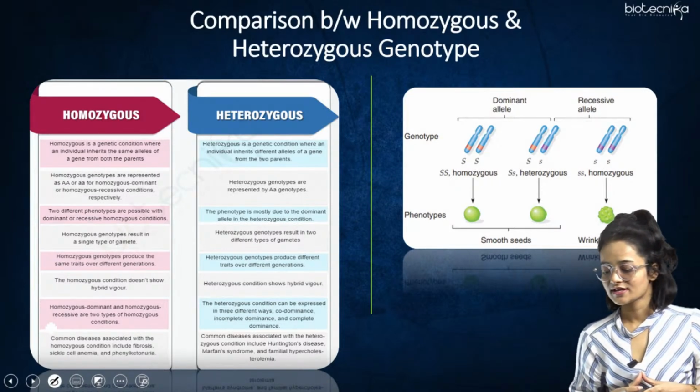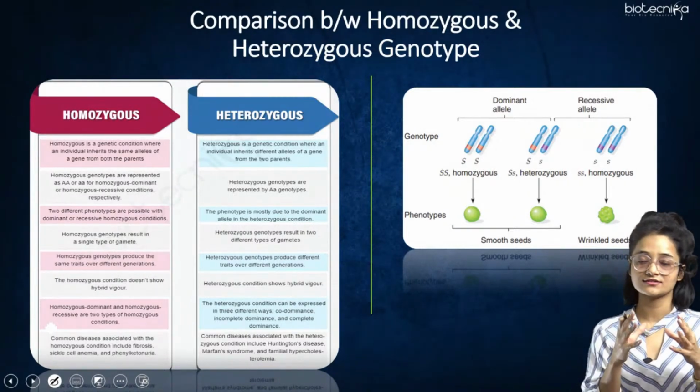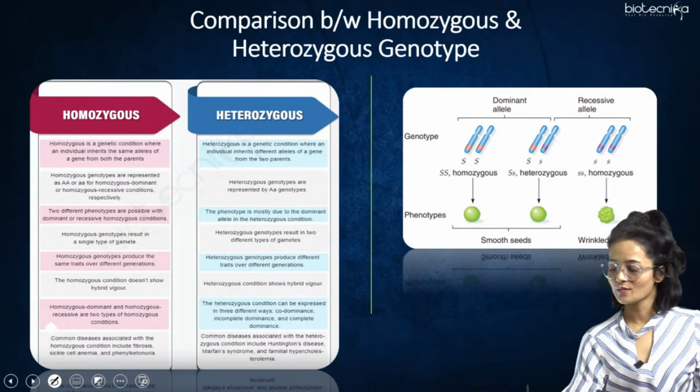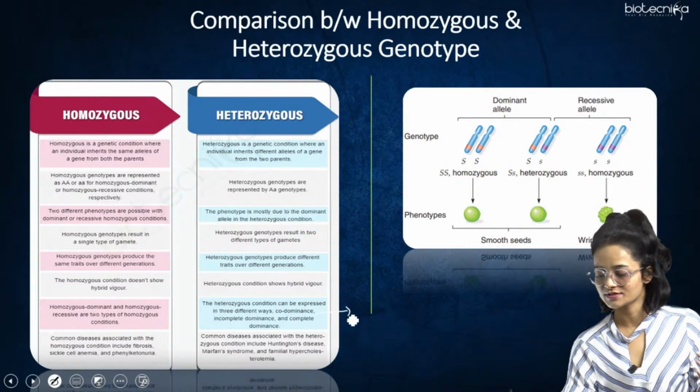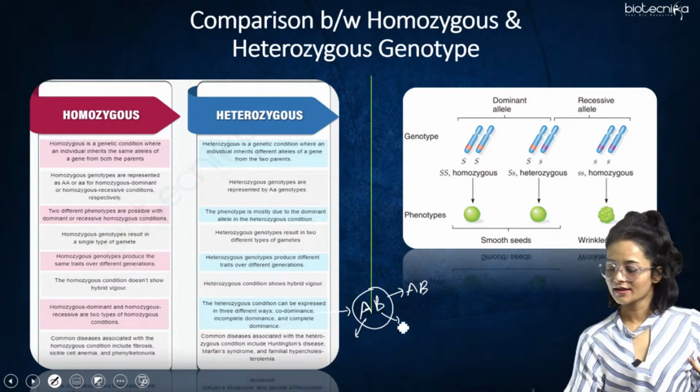Then it says that the heterozygous condition can be expressed in three different ways. It could be codominance, which we see in case of blood groups. So in case of blood groups, the AB blood group people are there, where blood group A and B both are present in them.